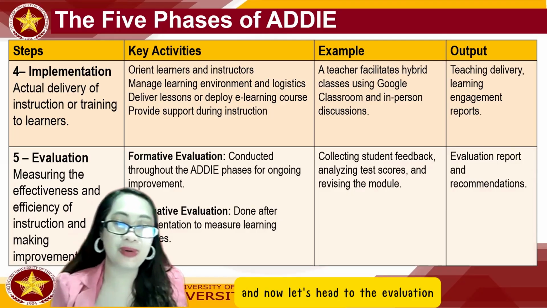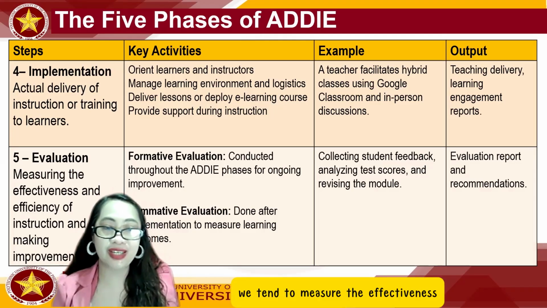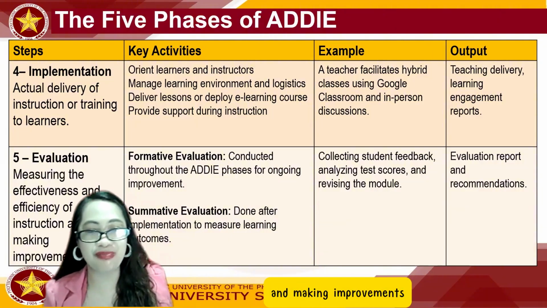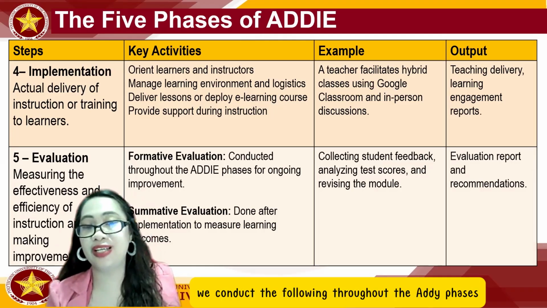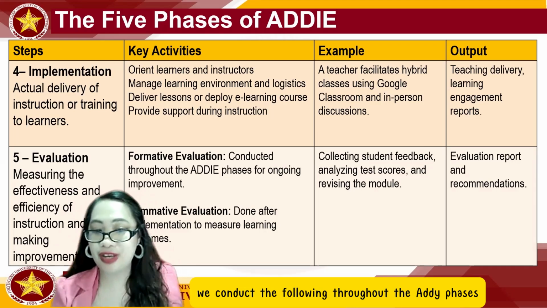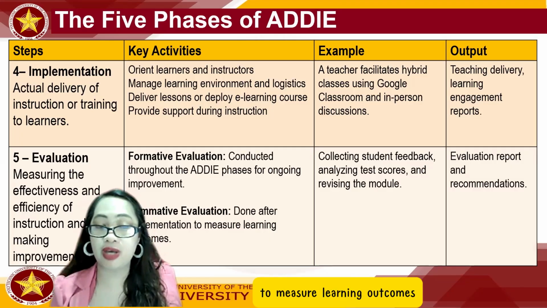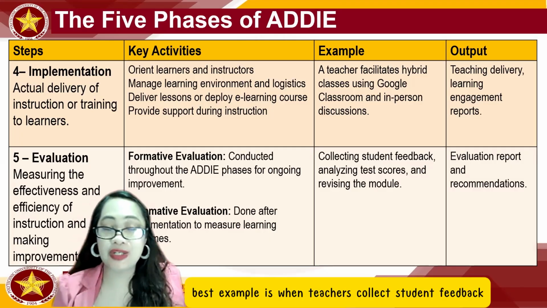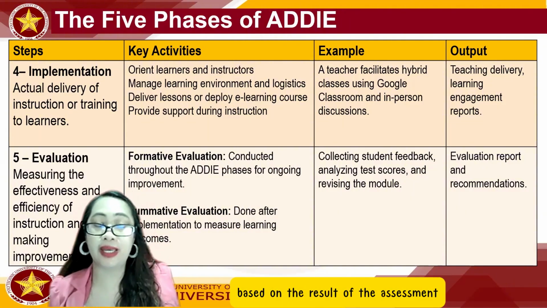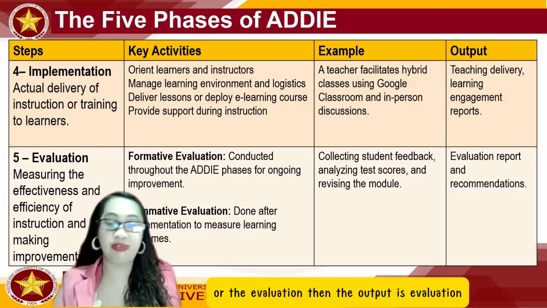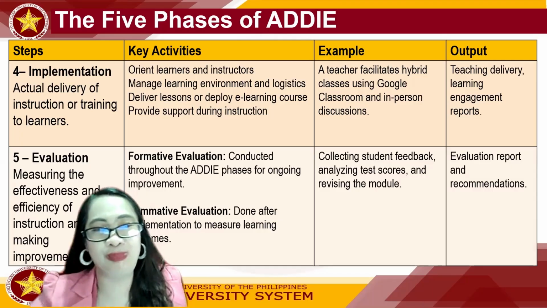And now let's head to the evaluation, the last phase of the ADDIE model. We tend to measure the effectiveness and efficiency of instruction and making improvements. Key activities would include the formative and the summative evaluation. We conduct the following throughout the ADDIE phases for ongoing improvement, or it could be done after the implementation to measure learning outcomes. Best example is when teachers collect student feedback, analyze test scores, and revise the module based on the result of the assessment or the evaluation. Then the output is evaluation reports and recommendations.